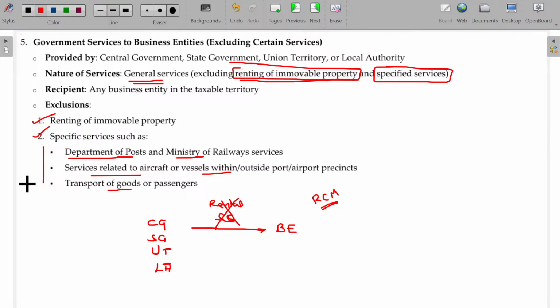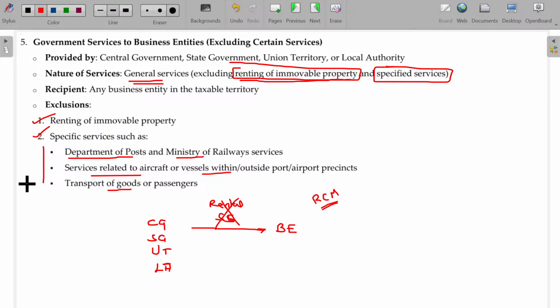Department of Post: if you are sending speed post and the like, RCM basis is not applicable. In the case of speed post, GST is collected and paid by the postal department itself; it's not collected from you. So the specific services listed here are postal, railway, port-related services and transport of goods and passengers. In these cases, forward charge is applicable wherever it is applicable. Otherwise, all other services provided by the government to a business entity will come under RCM basis. Is that okay?